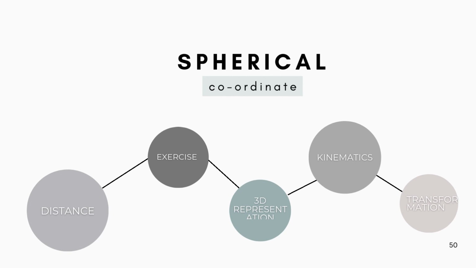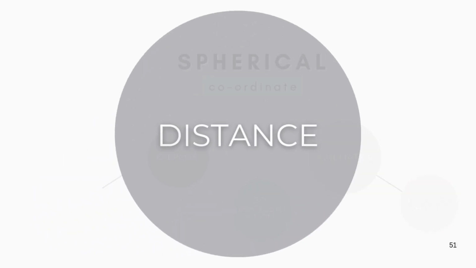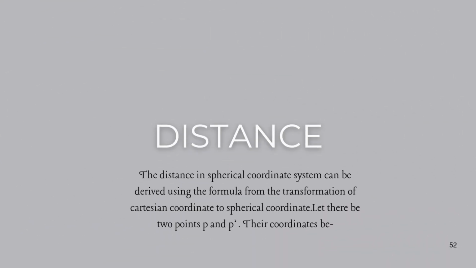Moving on, we will cover the basics of the spherical coordinate system, its 3D representation, transformation from other coordinate systems, and then we will end with some mathematical exercises. At first, let's see how we measure distance in the spherical coordinate system. The distance in the spherical coordinate system can be derived using the formula from the transformation of the Cartesian coordinate system to spherical coordinates.